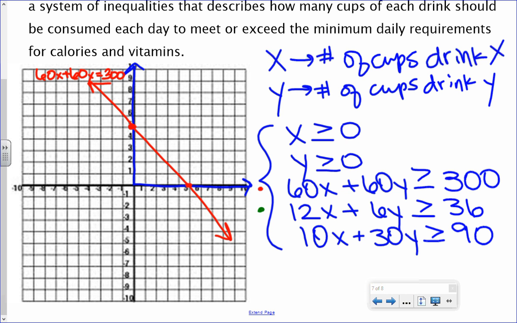For the second inequality, if I plug a 0 in for x, we have 6y equals 36. What's our y-intercept? 6. Okay? If I plug a 0 in for y, we have 12x equals 36. What is our x-intercept? 3.